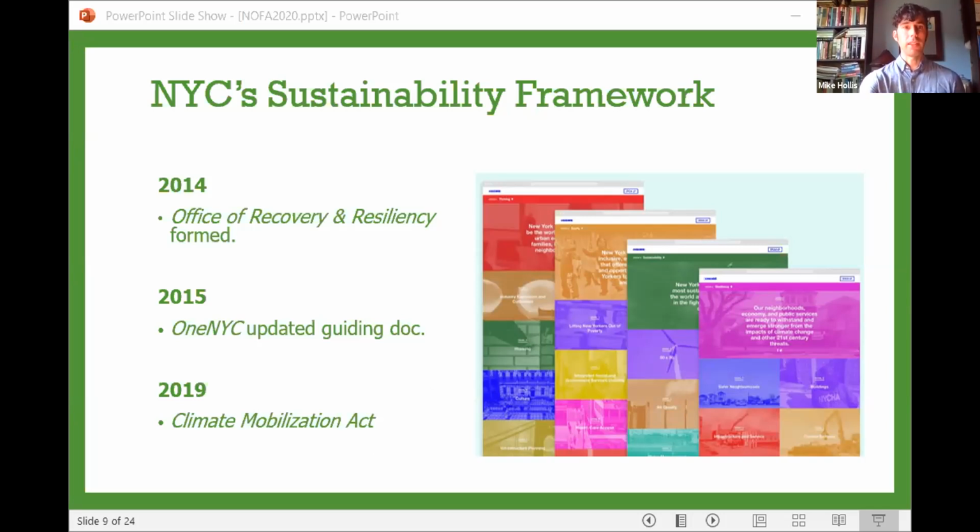In 2019, there was another series of laws that began to take effect with the Climate Mobilization Act. The Climate Mobilization Act specifically looked at buildings. 70% of New York City's emissions come from buildings. So these new laws required measured improvements with benchmarks set in 2030 and 2040, and the regulations within those laws coming into effect in 2024.